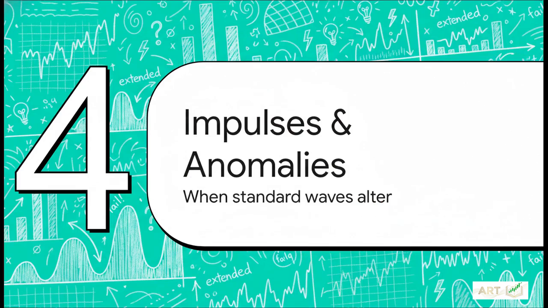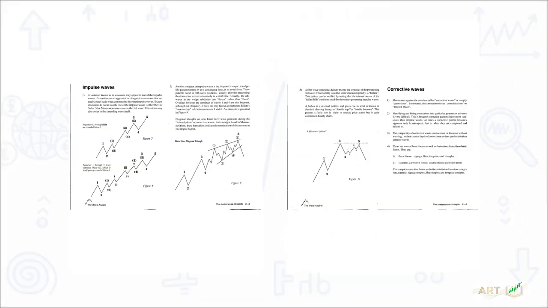Next up is Section 4, Impulse Waves and Anomalies. What exactly happens when the standard waves deviate? So, while those 3 rules we just covered are strictly unbreakable, the market is definitely going to throw you some curveballs that still technically fit within those rules. Not every 5-wave sequence looks picture perfect.